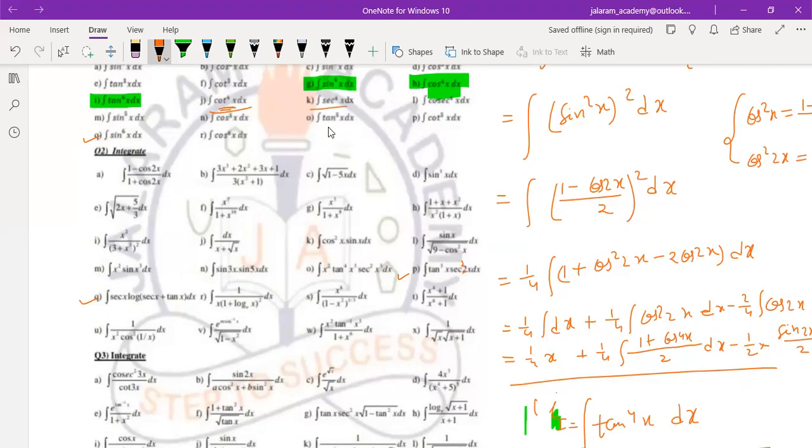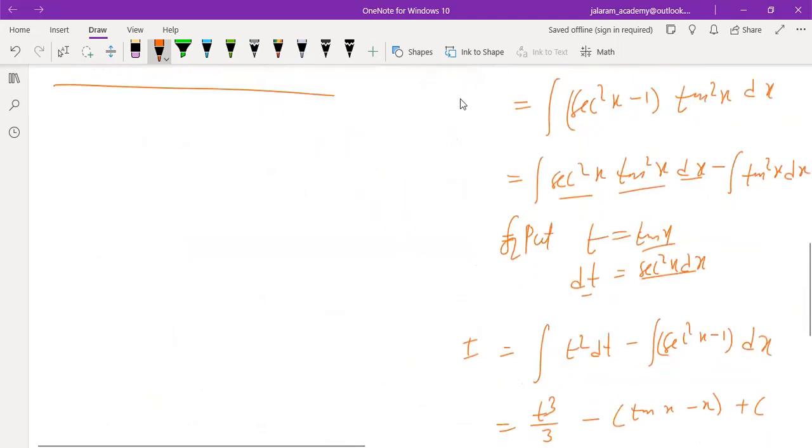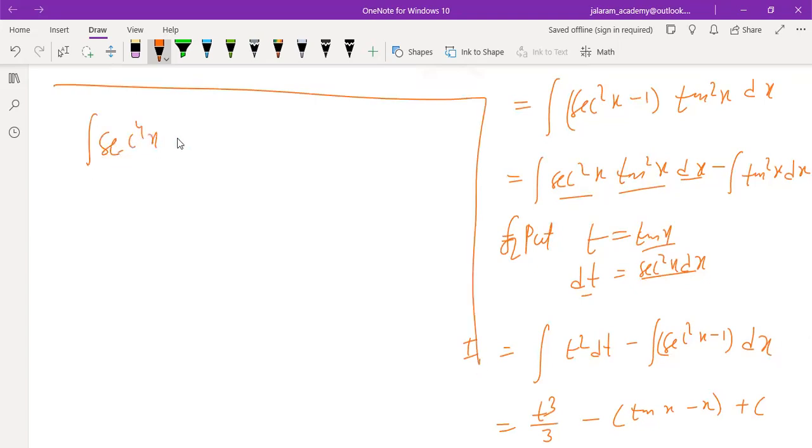Question number K, sec to the power 4x. So how to solve sec to the power 4x? This sec to the power 4x and cosec to the power 4x will also have the same method. Sec to the power 4x dx. So we can write sec square x into sec square x dx. Write one of the sec square x as 1 plus tan square x into sec square x dx.